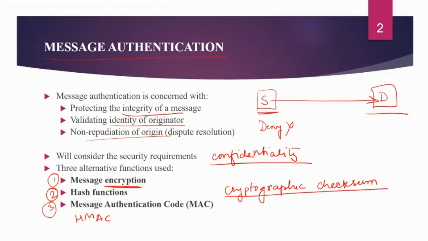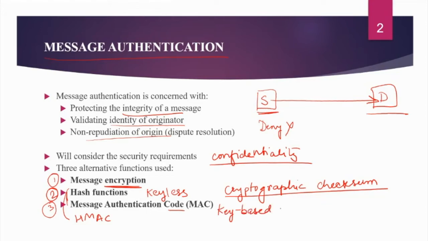So a hash function will also generate a checksum, which will be attached with the message to achieve message authentication. A message authentication code is another method which will generate a code, as the name suggests, to authenticate the message. And a hash based message authentication code is a combination of these two techniques. These techniques are called cryptographic checksums. Hash functions are called keyless cryptographic checksums, whereas message authentication codes are known as key based cryptographic checksums.